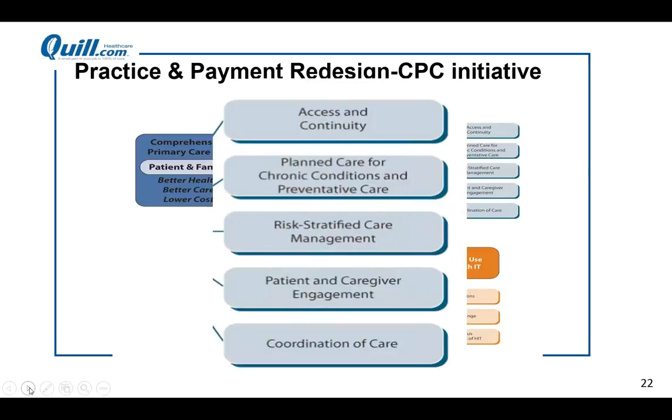They talk about access and continuity, and more of the idea of access that I mentioned earlier, planned care for chronic conditions and preventive care, risk-stratified care management, patient and caregiver engagement, which I mentioned, and coordination of care throughout the medical neighborhood. So it's these 5 capabilities that they're saying are essential for any organization to take on, and they work best when they're integrated into the primary care effort.